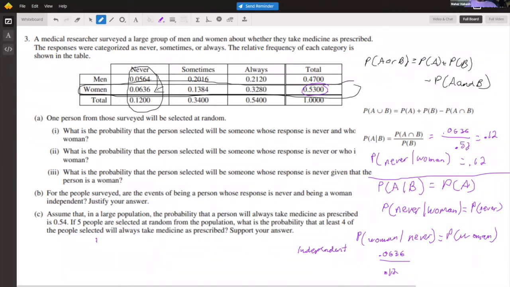C. Assume that in a large population, the probability that a person will always take medicine as prescribed is 0.54. If 5 people were selected at random from the population, what is the probability that at least 4 of the people selected will always take medicine as prescribed? Support your answer. Okay. Any ideas?